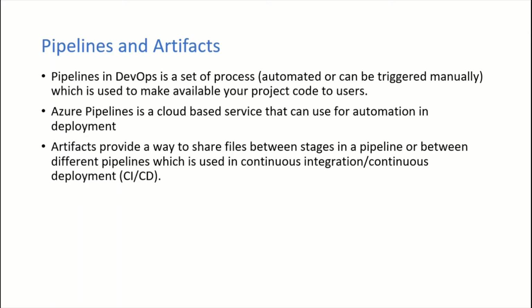The second one is artifacts. Artifacts are basically the files which contain the actual code, your deployment code. They help in the pipeline, which is used for continuous integration and deployment.